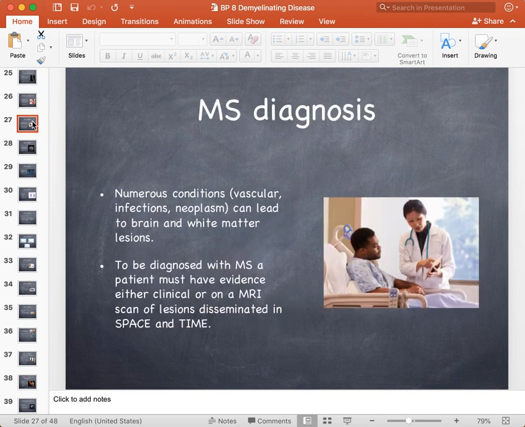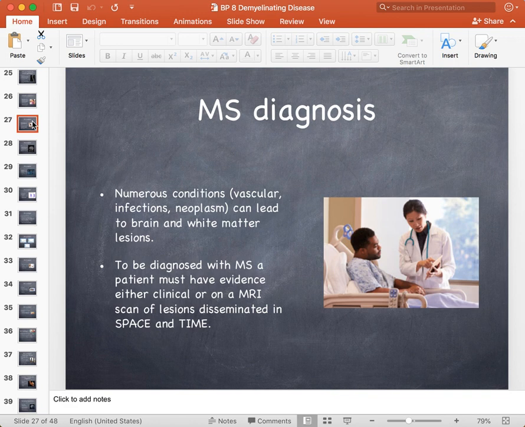So how do we diagnose someone with multiple sclerosis? Because there are numerous conditions and processes, vascular, infection, other inflammations such as sarcoid, and neoplasm, that can lead to brain and white matter changes. But to be diagnosed with multiple sclerosis, it again gets back to the name. There must be evidence, either clinically or on an MRI scan, of multiple lesions that are disseminated in both space and time, meaning that they're spread out throughout the brain, and these have occurred at different times.